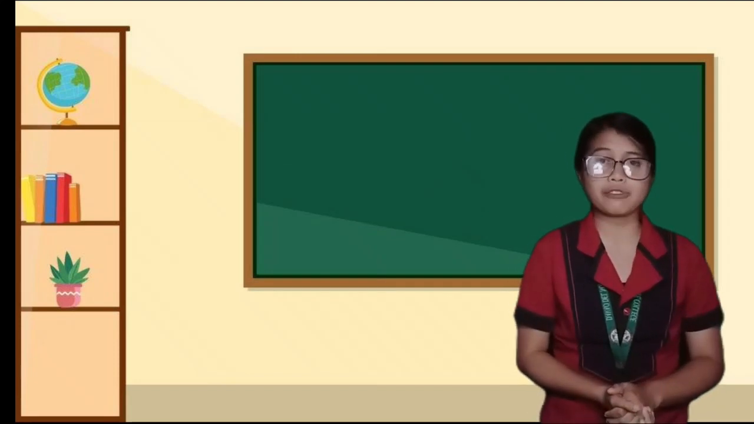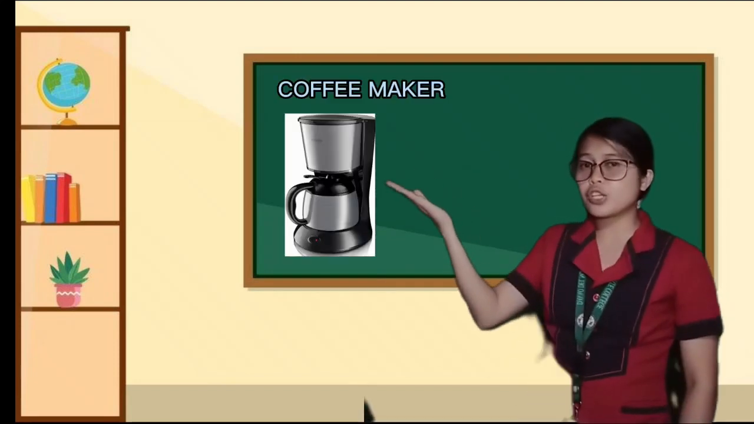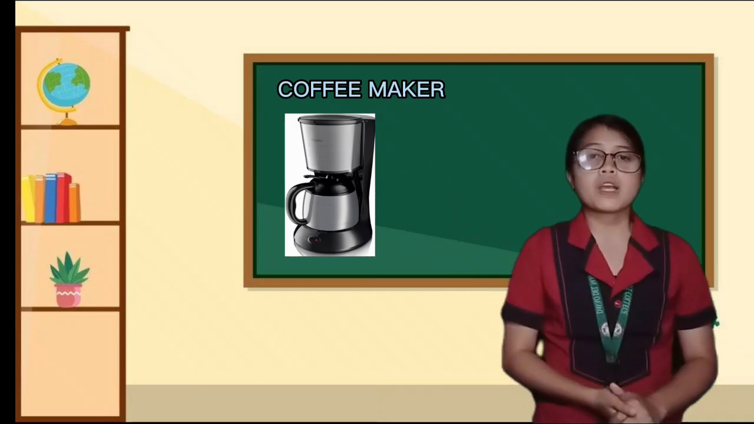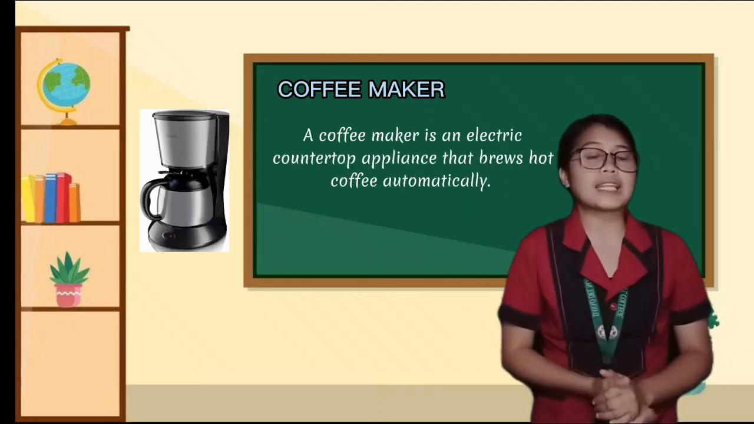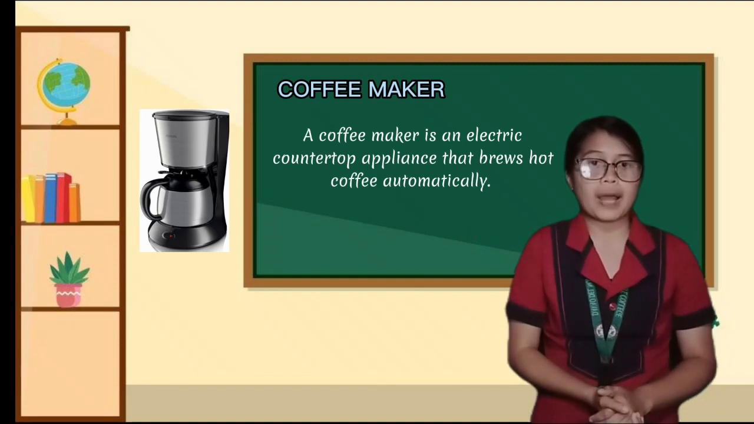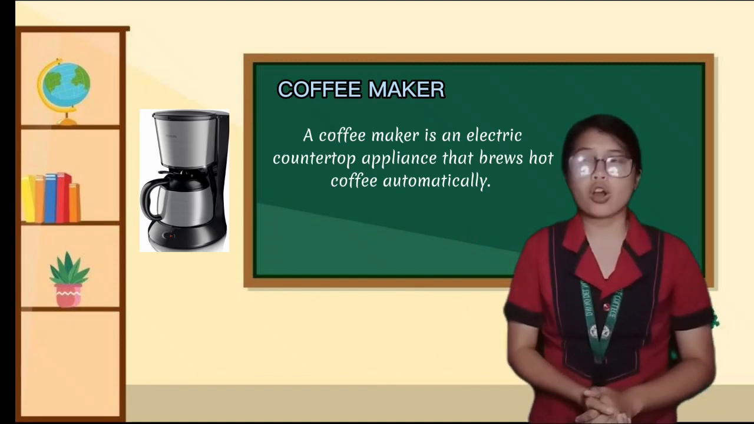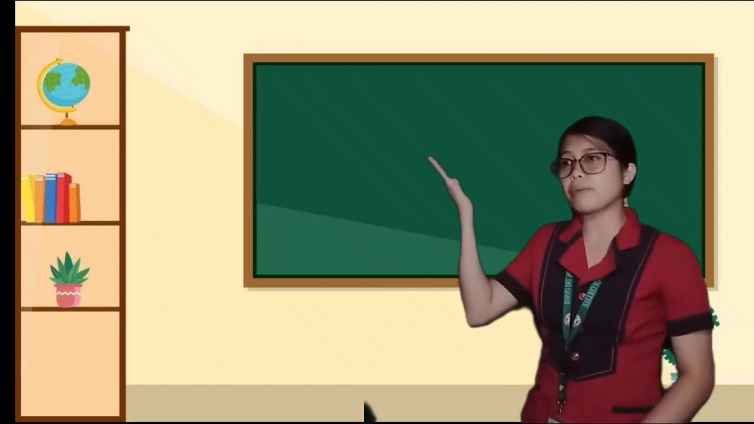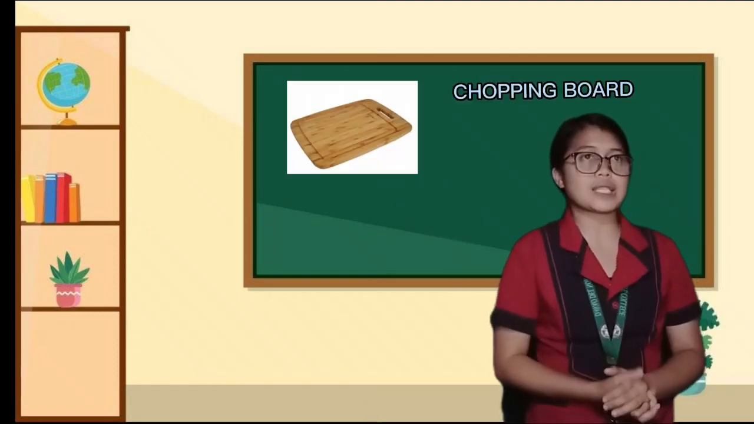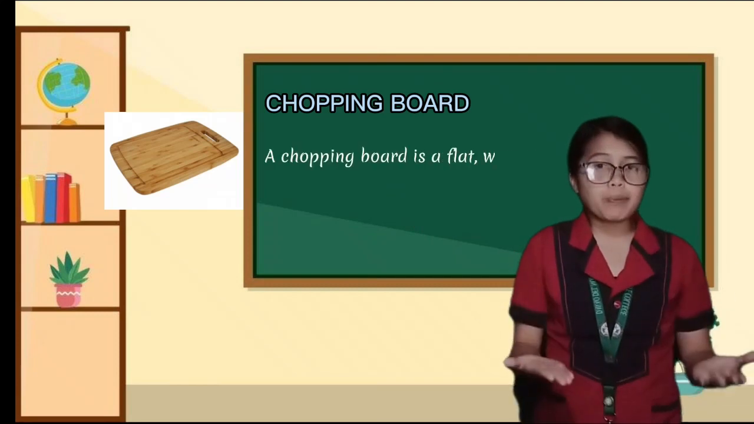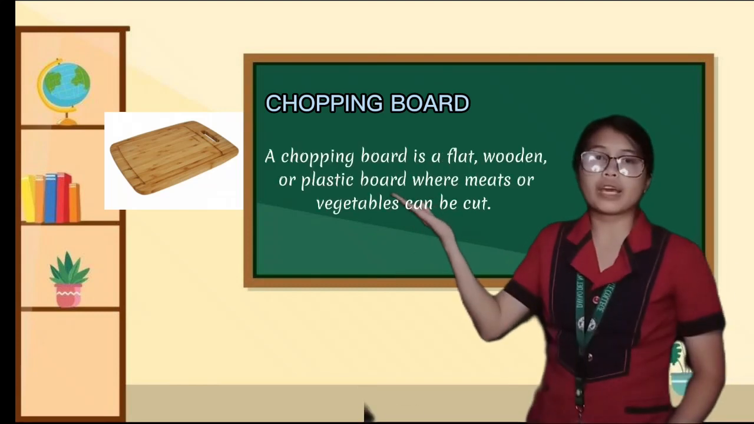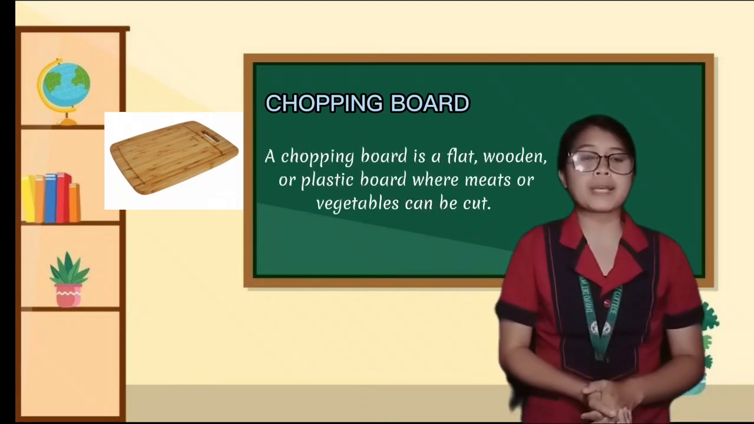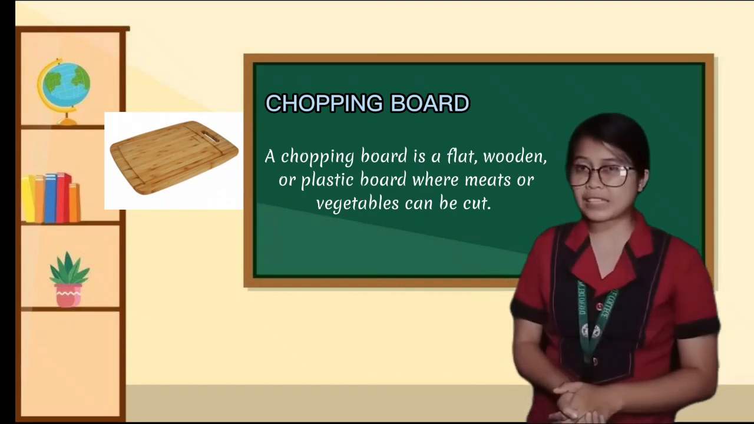Okay, next we have coffee maker. So what is a coffee maker? So a coffee maker is an electric countertop appliance that roasts hot coffee automatically. Next, we have chopping board. So what is a chopping board? So a chopping board is a flat wooden or plastic board where meats or vegetables can be cut.